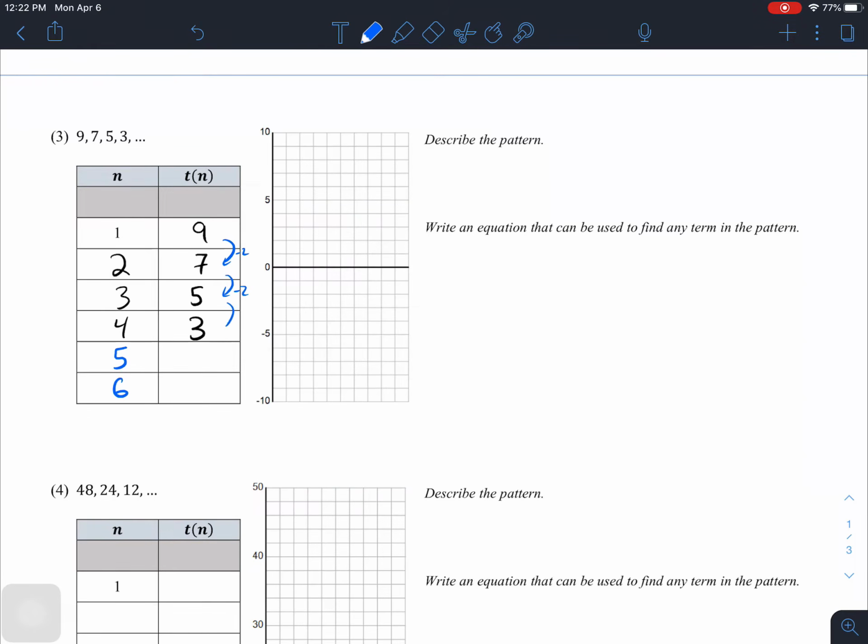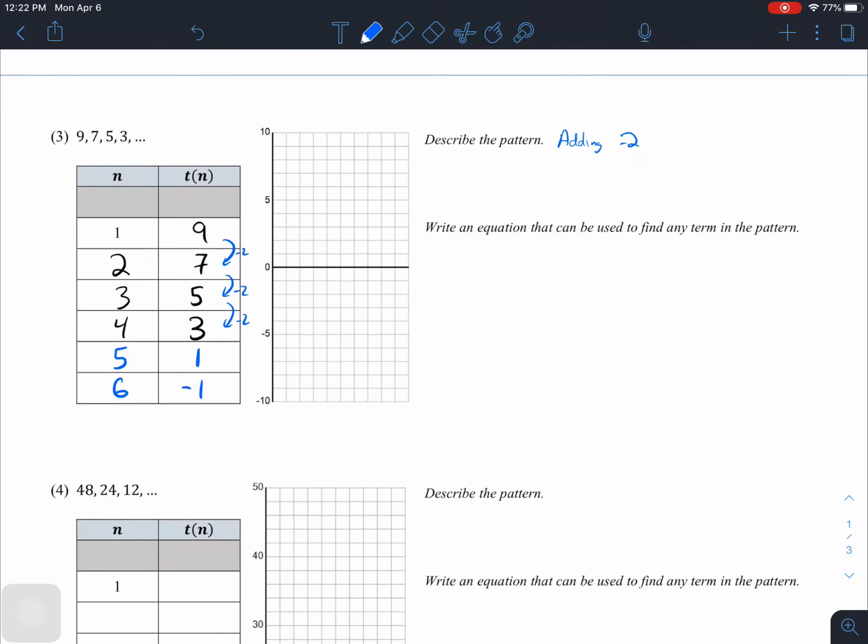Well, looking at this, it looks like each time I am subtracting 2. So this would be 1 and this would be -1. So I have a pattern. I'm going to refer to it as adding -2 to it.